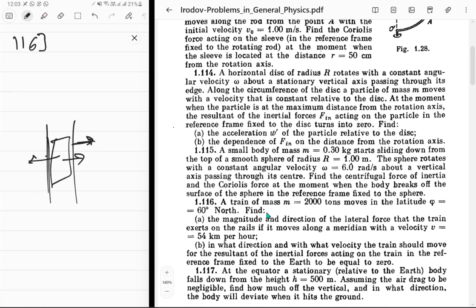The direction of the lateral force that the train exerts on the rail if it moves along the meridian. So along the meridian, good, then it's along either the north or south direction. Velocity is given.